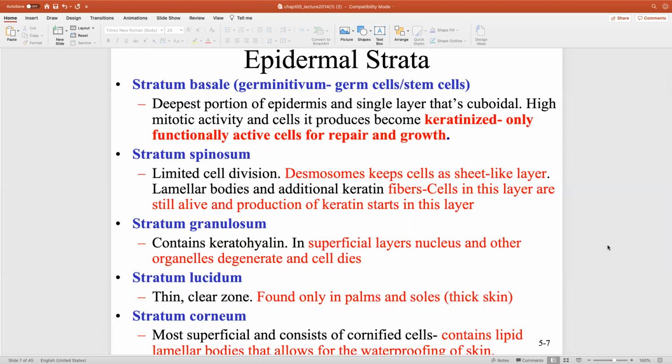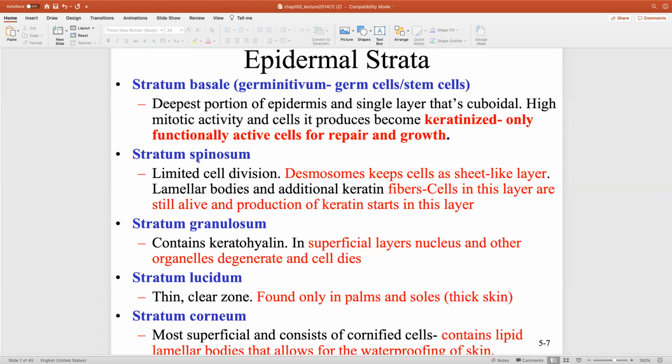Right? In terms of the epidermal strata, the bottom layer is called the stratum basale. These are the only functionally active cells for repair and growth during normal situations. Now, if you get a big cut, the second layer can also undergo limited cellular division.